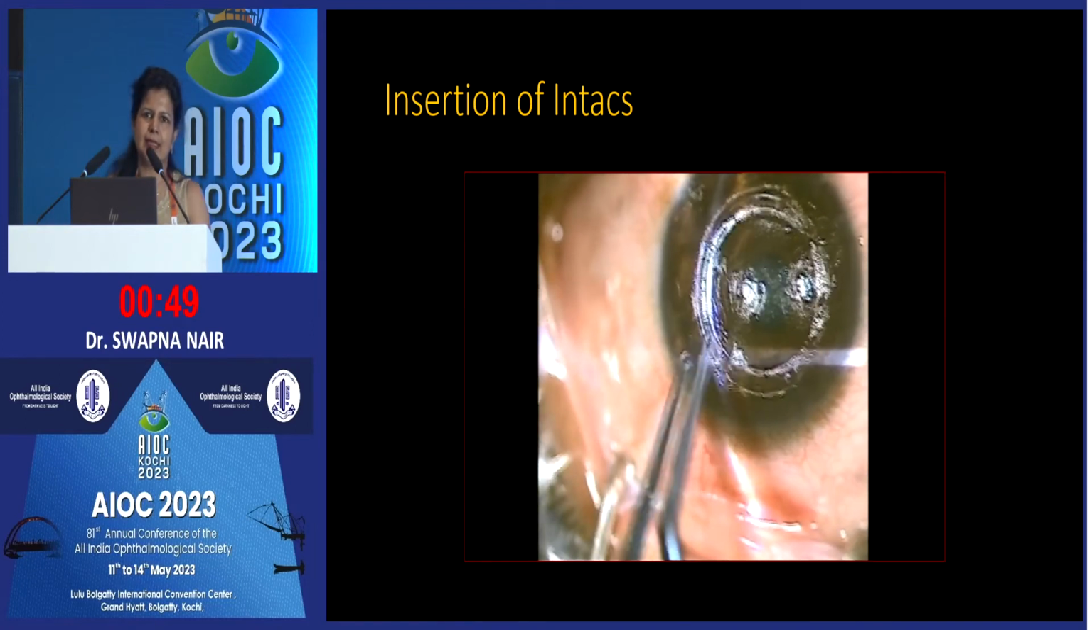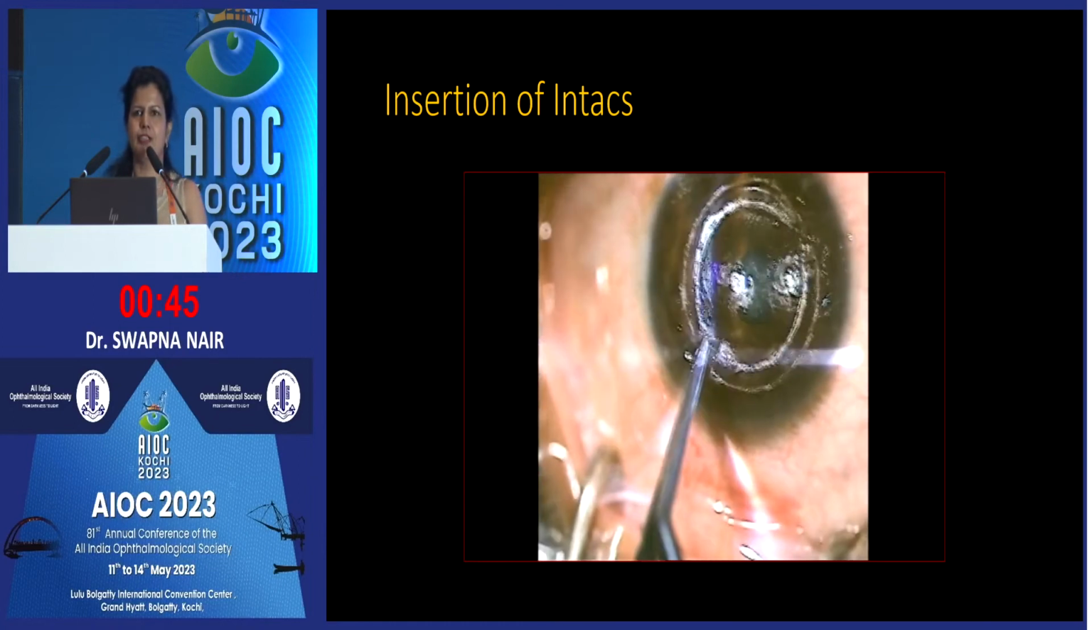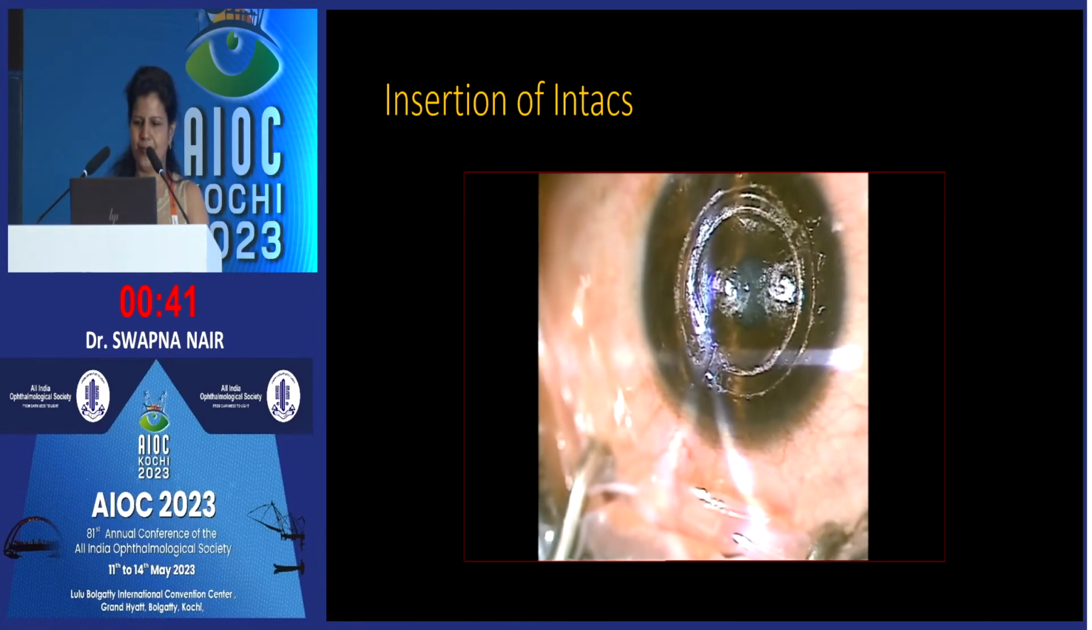Another caution that is used to make sure that there is no spontaneous extrusion is insertion of a suture at the vertical cut that was made initially.